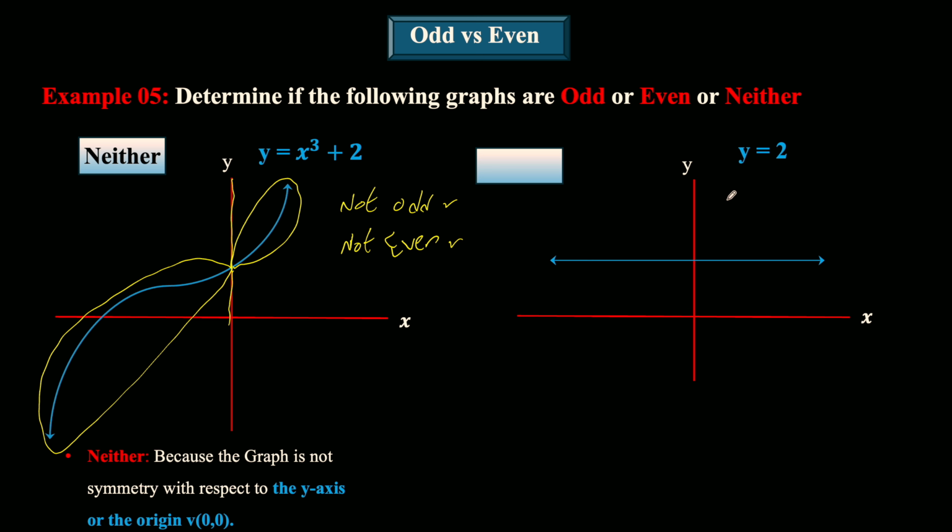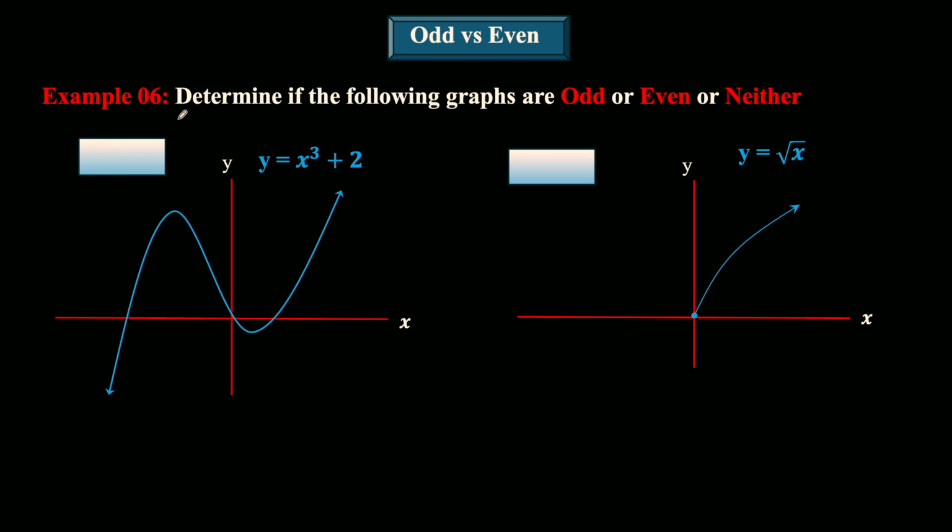Let's see this example also. y is equal to 2. This is a constant function. For a constant function, it is always like this line. It is a straight line, okay? So this is a general rule for any constant function. We call it an even function, okay? So it is always even. If you had, for example, y is equal to 3, y is equal to 4, this is always an even function.